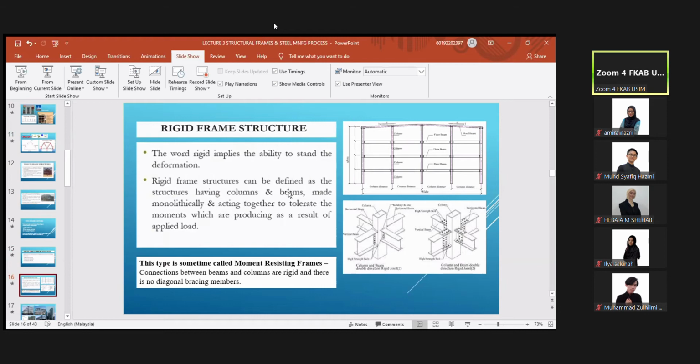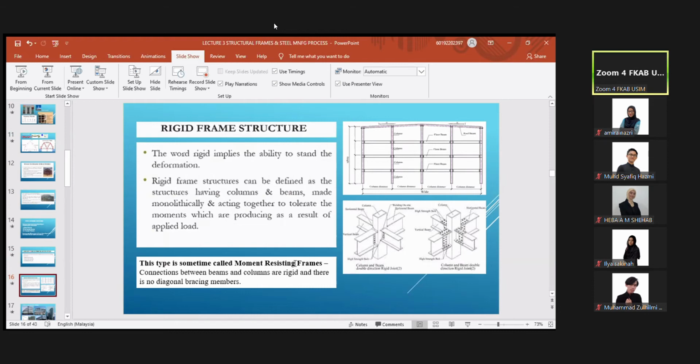There are only two types of frame. One is load-bearing wall. The other one is structural frame, made monolithically, actually the same material, acting together to tolerate moment which are produced as a result of applied load. Moment is about forces. Moment, you move, the building can move. This can also be of concrete structure. It also can be steel structure, which is the most practical.